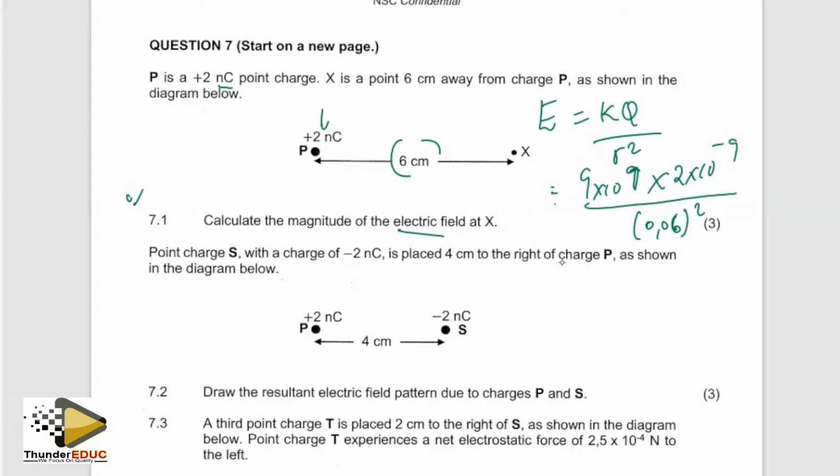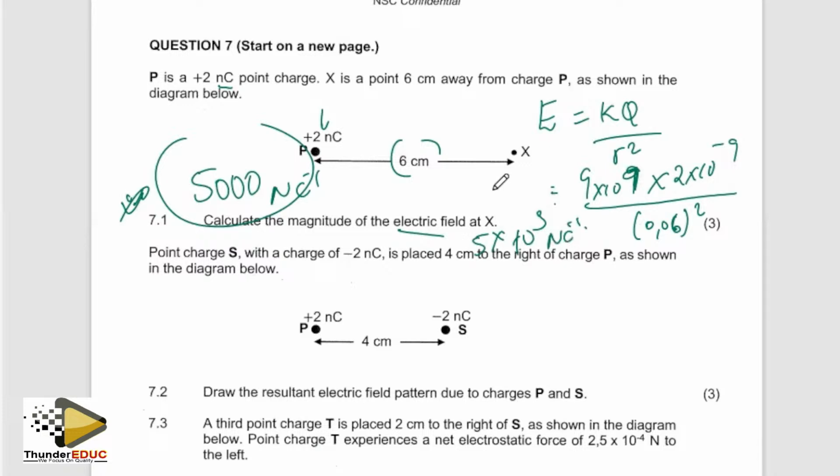Let me confirm, guys. It is 0.06 squared. All right, perfect. Then we just punch this into the calculator. That's going to be 9 times 2 divided by 0.06 squared. I'm getting 5,000 Newton per Coulomb. Or alternatively, you can just say 5 times 10 to the 3 Newton per Coulomb. There's no problem with that.